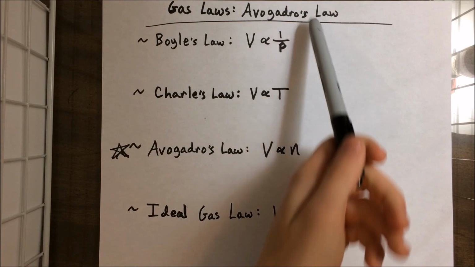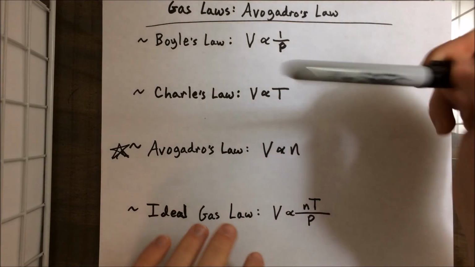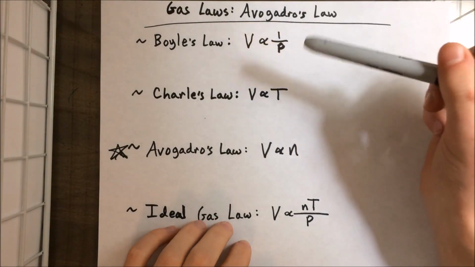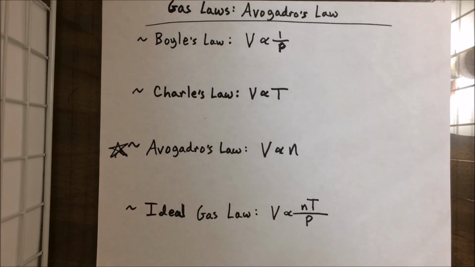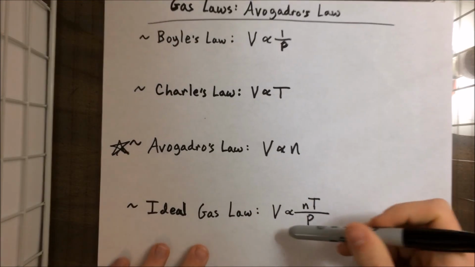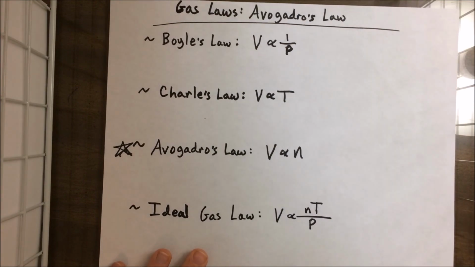So today we're going to be talking about Avogadro's law. To review real quick, there's Boyle's law, which relates volume and pressure. There's Charles' law, which relates volume and temperature. There's Avogadro's law, which relates volume and the amount in moles. And then the ideal gas law, which is the overall relation.